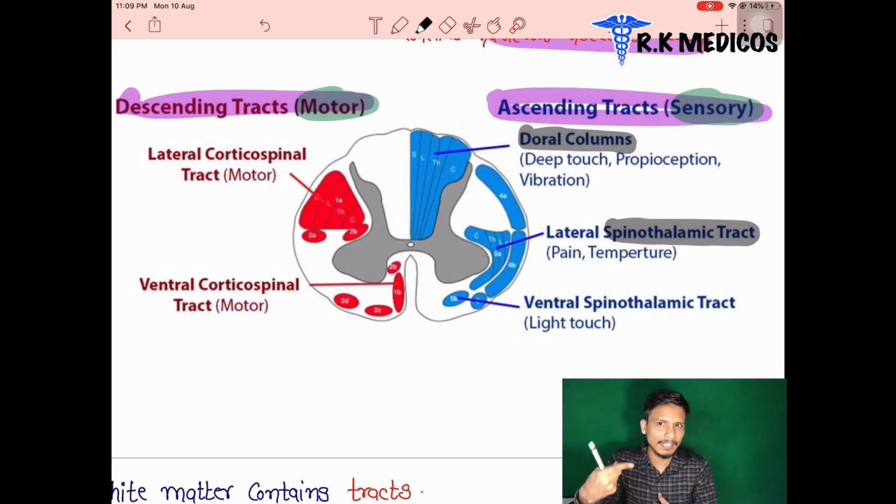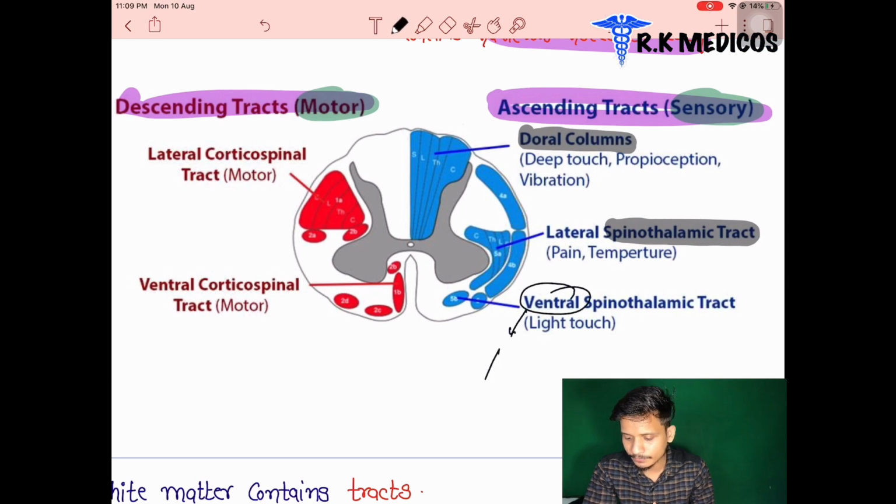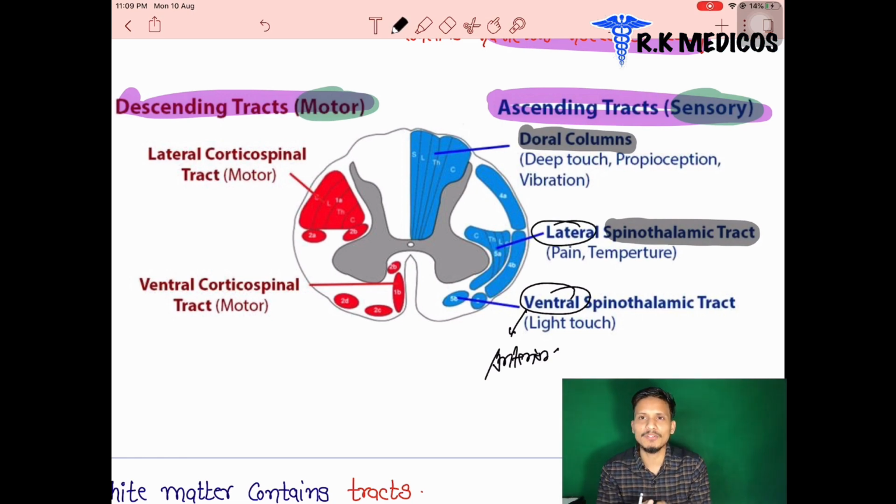This is another tract which is also present in the spinal cord. In which region? In the lateral region or in the anterior region. That's why there are two types. Because one is present in the anterior region, it is called ventral or anterior. The other is present in the lateral, that's why it is called lateral. And what is the name of the tract? That is the spinothalamic tract.